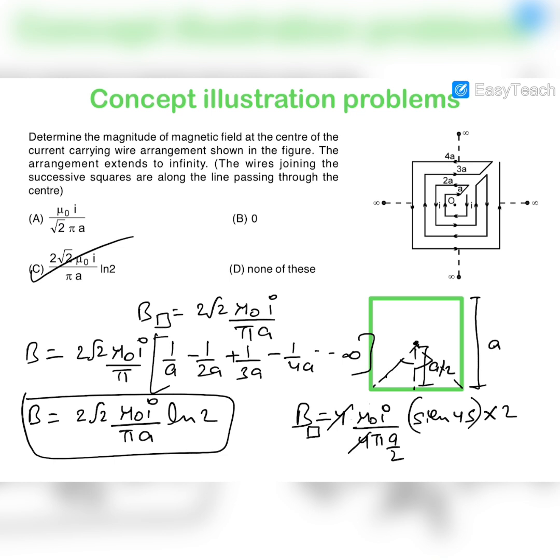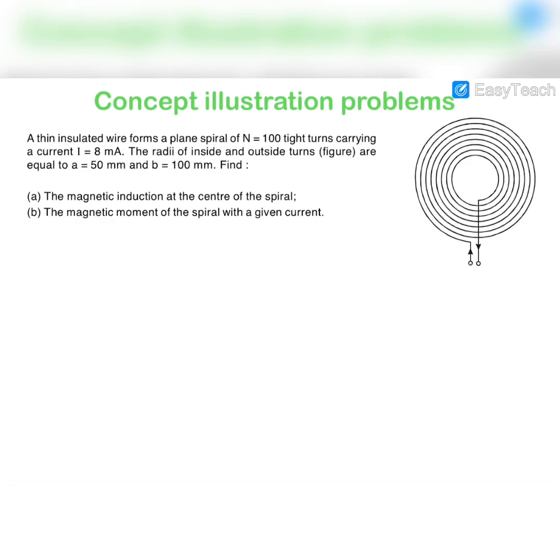Now we move on to the next question. In this problem, you can see that a thin insulated wire forms a plane spiral of 100 tight turns carrying a current of 8 milliampere each, and the inner radius is 50 mm and the outer radius is 100 mm. We have to find the magnetic field at the center and the magnetic moment of the spiral.